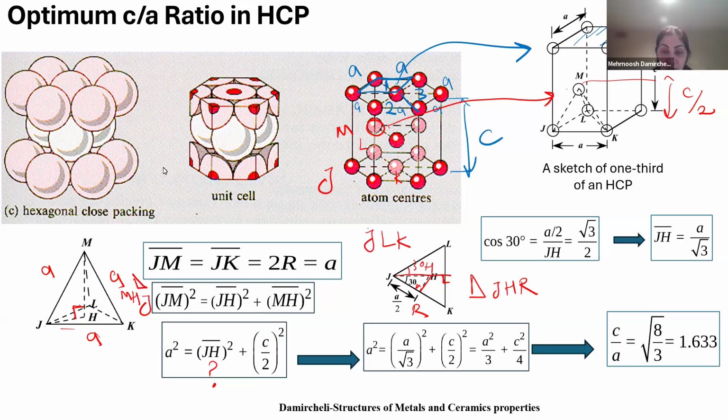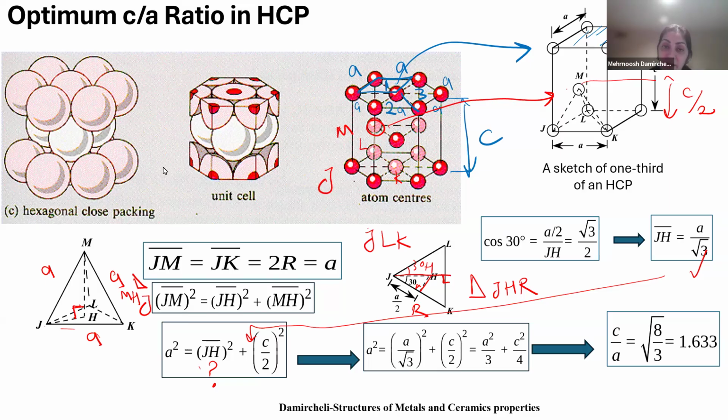So cosine 30 is A over 2 per JH, and cosine 30 is root 3 over 2. So JH should be A over root 3. Now we have JH and substitute here. By calculations, we find that C over A, or this ratio, should be root 8 over 3, or 1.633. And it is ideal.